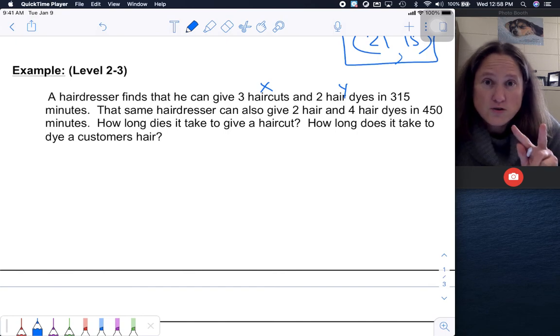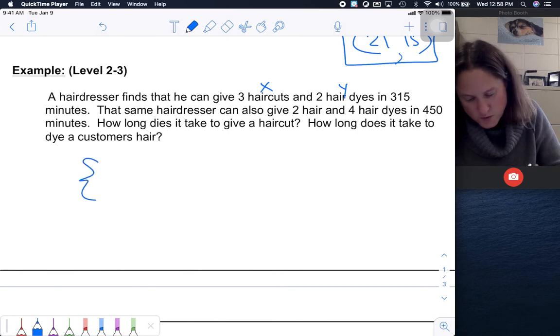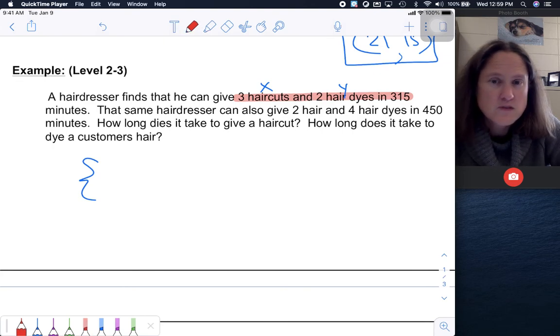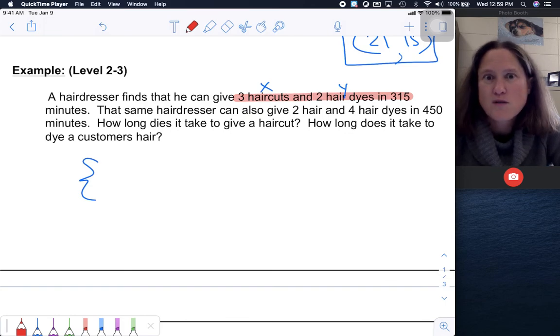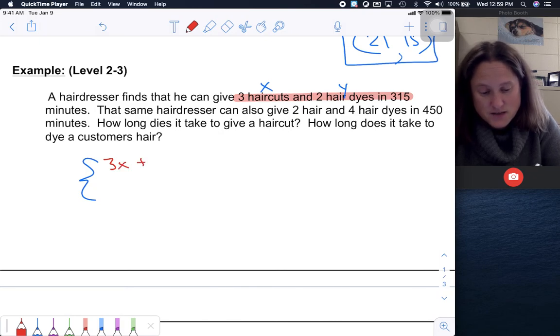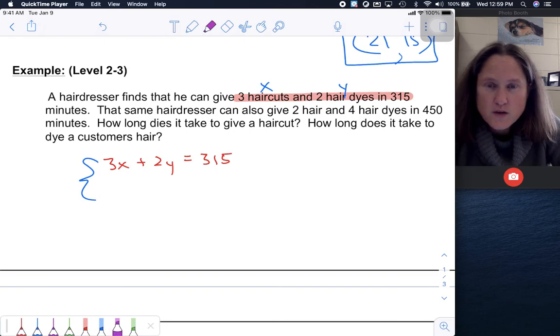So I'm going to go ahead, and there are 2 scenarios here. The first one is with the 3 haircuts, 2 hair dyes, and 315 minutes. So if one haircut takes 10 minutes, for example, 2 would take 20, 3 would take 30. I would just take 3 and multiply it times however long it takes for a haircut. So I'm going to take 3 times X, and then I'm going to add that, because it's a total amount of time, to 2 times Y, which is the number of hair dyes. That equation would be 3X plus 2Y equals 315.